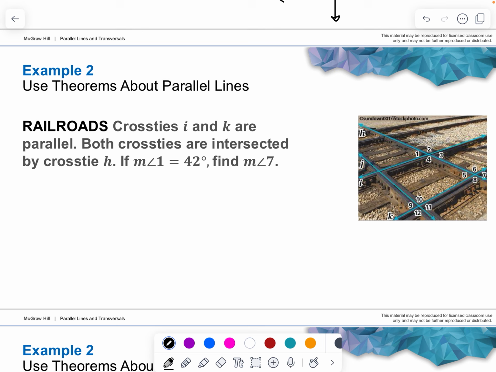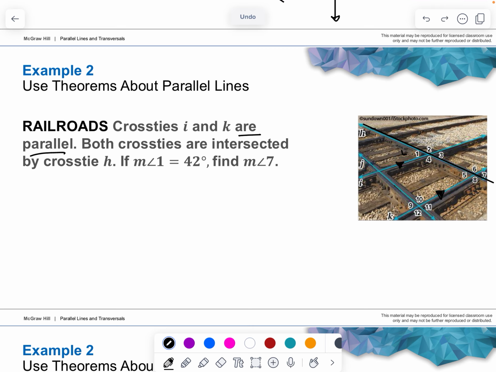So in this example, cross ties I and K are parallel. So as soon as you see that they are parallel, we're going to go over to our diagram and put little marks on there showing that they're parallel. Both cross ties are intersected by H, so let's pay attention to H. Here it is, H. Measure of angle 1 is 42 degrees. I'm going to write that in, 42 degrees.